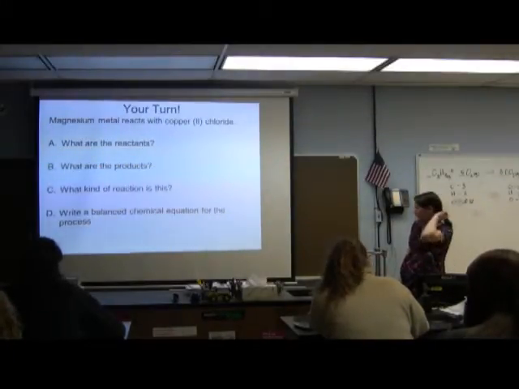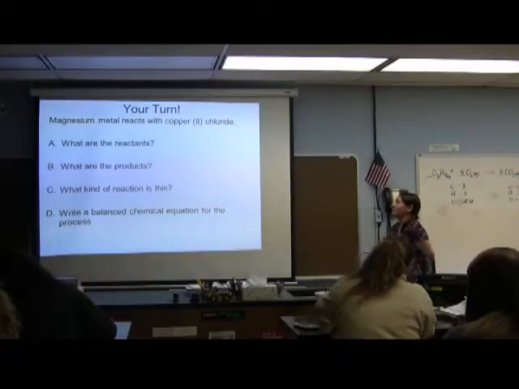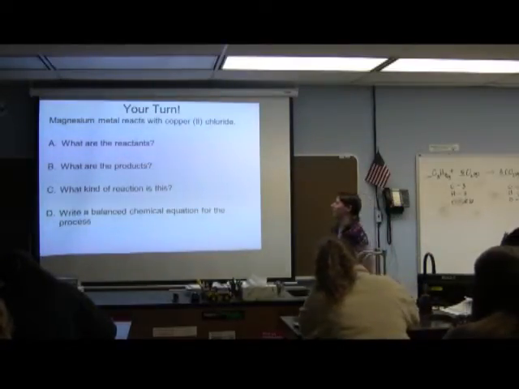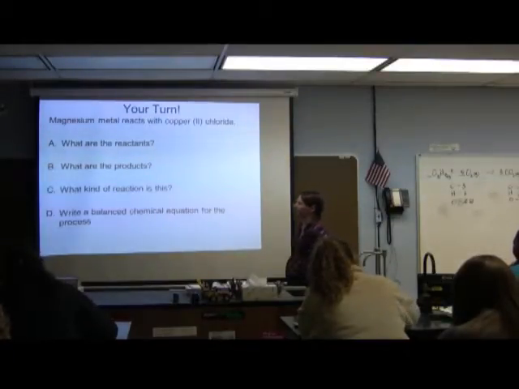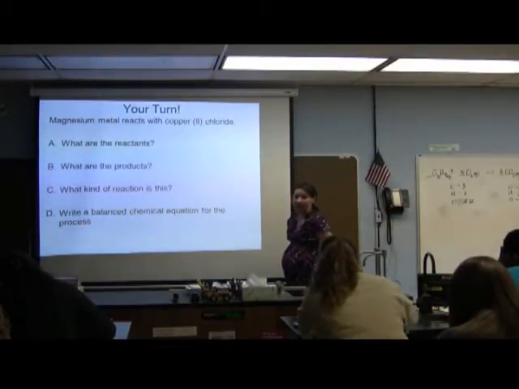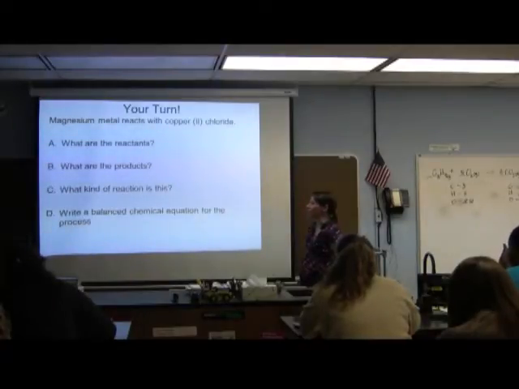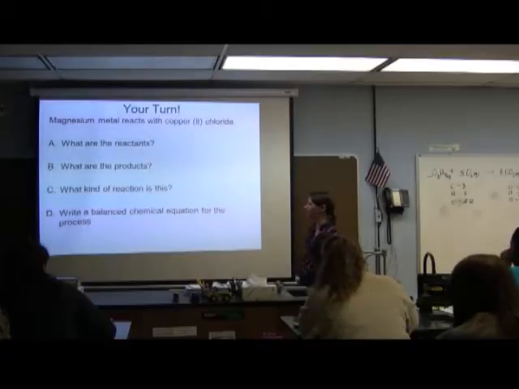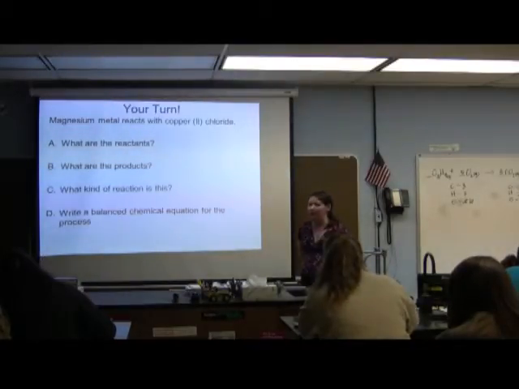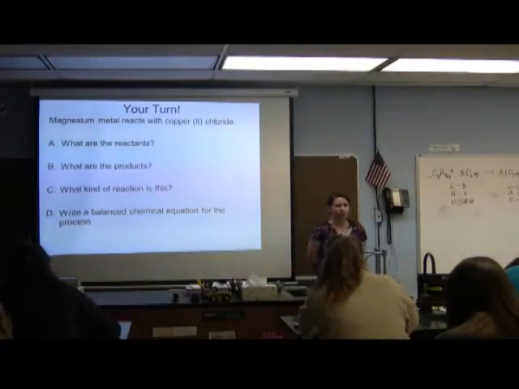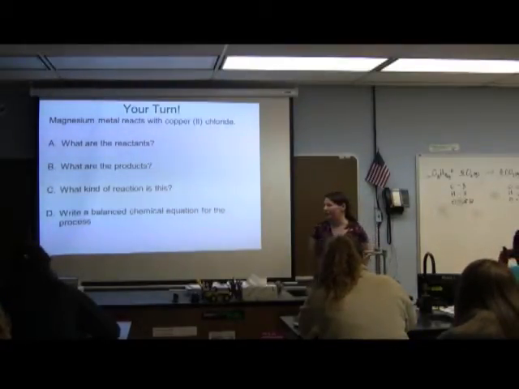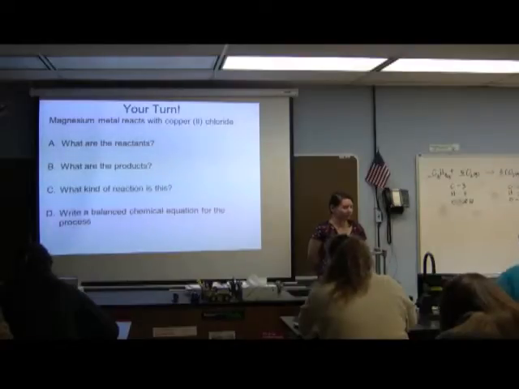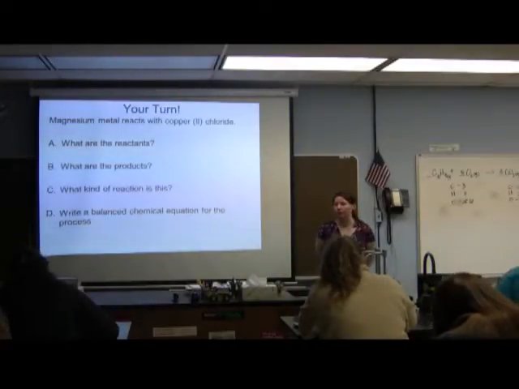Okay, try this one. Magnesium metal reacts with copper 2 chloride. In A, all I want you to do is write the formulas of the reactants. In B, all I want you to do is write the formulas of the products. Then in C, I want you to tell me what kind of reaction it is. And then in part D, I want you to write a balanced equation. So by the time you get to part D, you will be good to go. And after we go over this one, we'll take a little mental break.